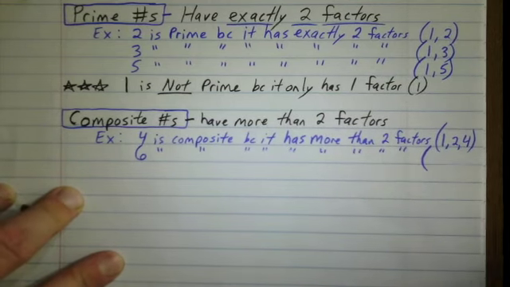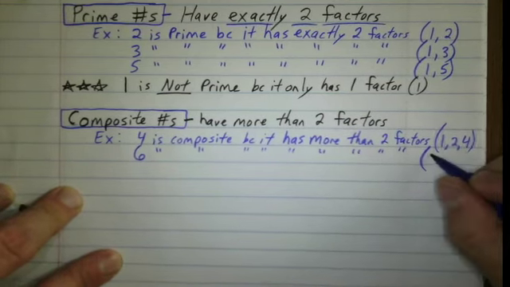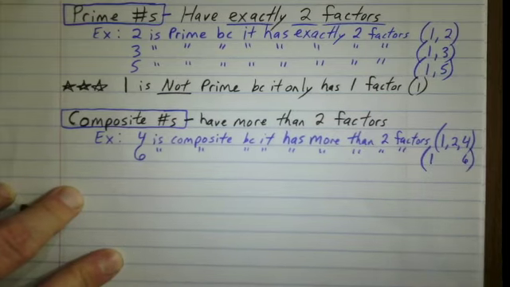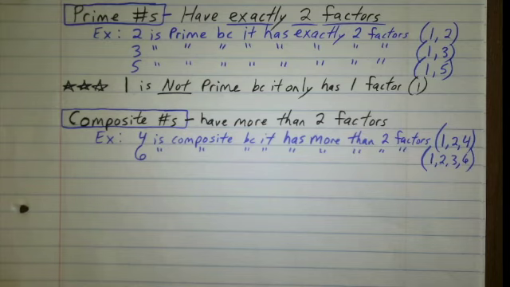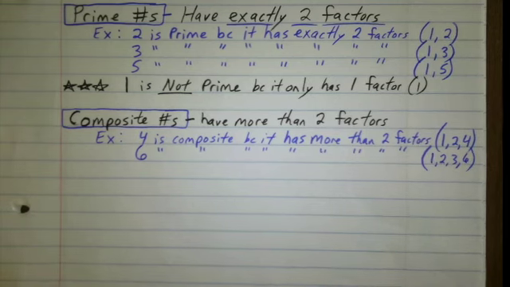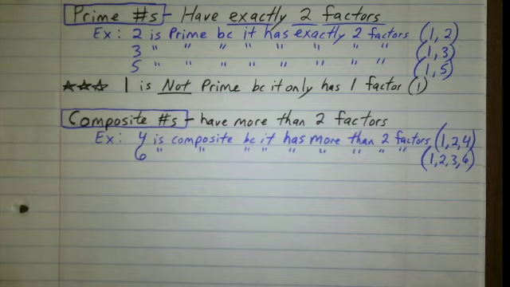So what are the factors of 6? Well, 1 times 6 would give you 6, and I know 2 times 3 gives you 6, and those are the factors of 6. So you have prime numbers, which have exactly 2 factors. You have composite numbers, which have more than 2 factors, and 1, it's not prime, it's not composite, it does not fit into either category. It's just kind of its own unique number. It's just kind of lonely.